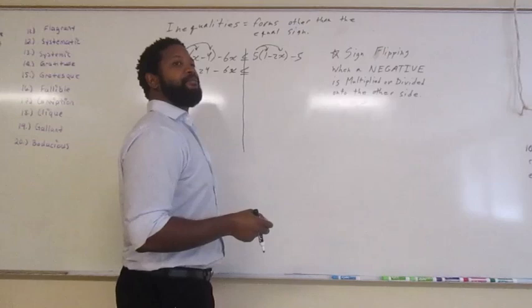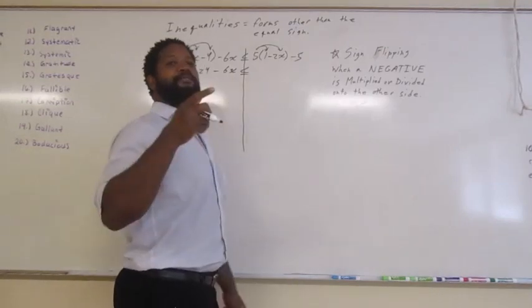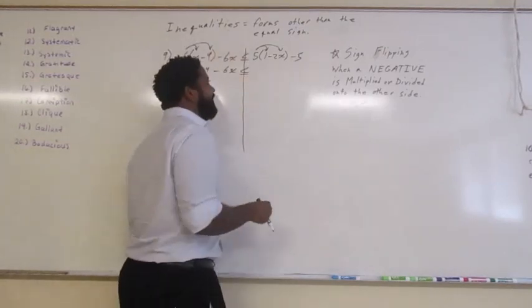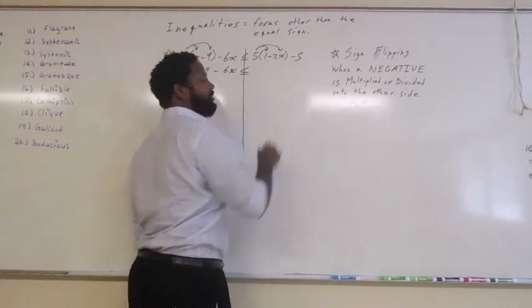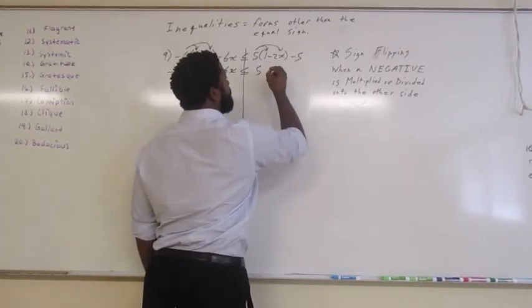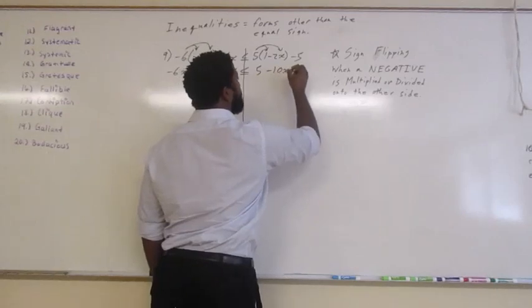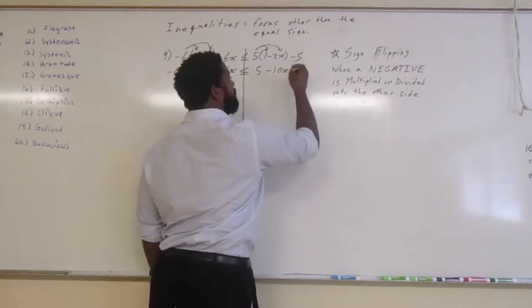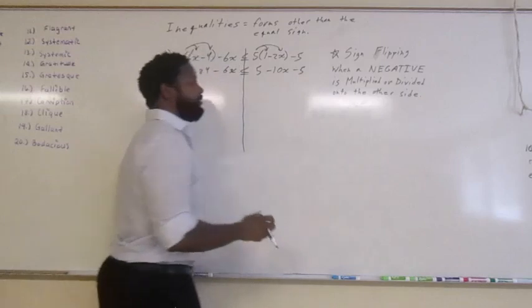What's this other side? 5 minus 10x plus 5. Plus 5? Minus 5. Minus 5. All right?